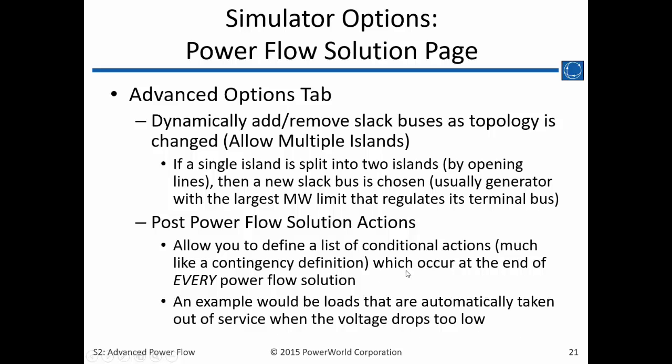But it's basically like you're applying an automatic contingency condition, but you're doing it to every power flow solution that you solve. And you're going to check some condition, and if that condition is met, you're then going to do something else and resolve it. So that's what you would see here with these post-power flow solution actions.